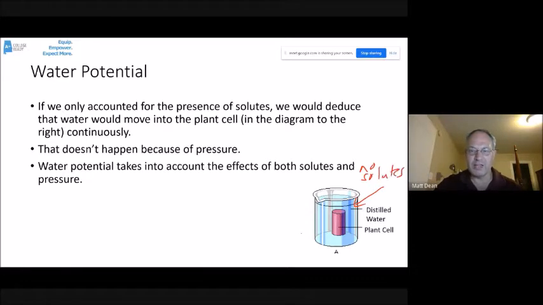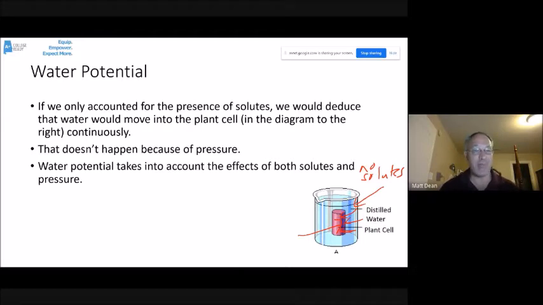A plant cell has lots of solutes in it. It has sugars and salts and lots of other things. So water always moves from areas of low solute concentration to areas of higher solute concentration. So water's going to move in. And we would think that it would always move in. Assuming that the solutes can't move out, water would just keep moving in forever and forever and forever.